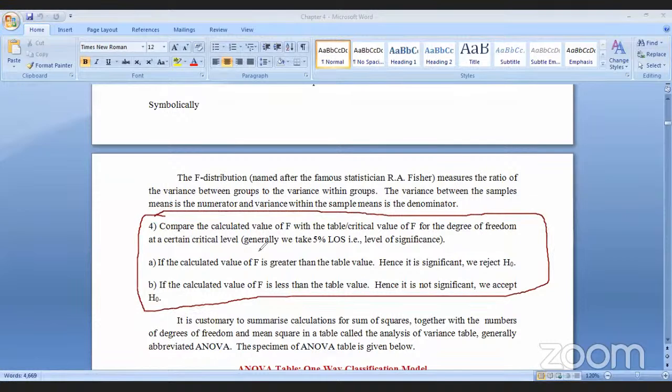Compare the calculated value of F with the table value or critical value. So listen here, the important thing is the critical value of F for the degrees of freedom at a certain level, which generally we take as the 5% LOS, level of significance. Generally we do the calculation at this 5% level of significance. That value is called the calculated value. This calculated value should be compared with the table value. You may doubt where the table will be.